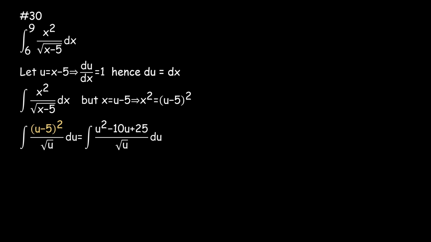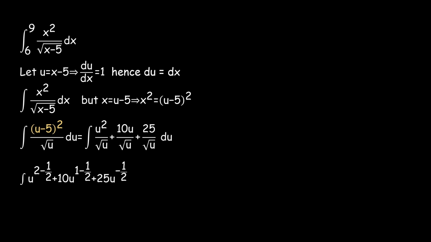Then again, we would separate these, with each of them having a denominator of square root of u. So this would be the integral of u squared over square root u plus 10u over square root u, and so on. Simplifying the powers of u, we would have u to the power 2 minus a half plus 10u to the power 1 minus half plus 25u to the power minus half, and then we integrate with respect to u by adding 1 to each of the powers.